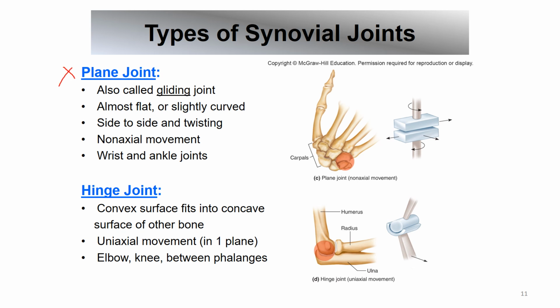Plane joints, also called the gliding joints, these are almost flat, and we get side-to-side and twisting motions. The examples are the wrist and the ankle joints. Also, I'm going to add here how the patella slides over the femur. That is also considered a plane joint. Next, the hinge joint. So your convex surface of one bone fits into the concave surface of another bone. The examples here are the elbow, knee, between phalanges, also called interphalangeal joints.